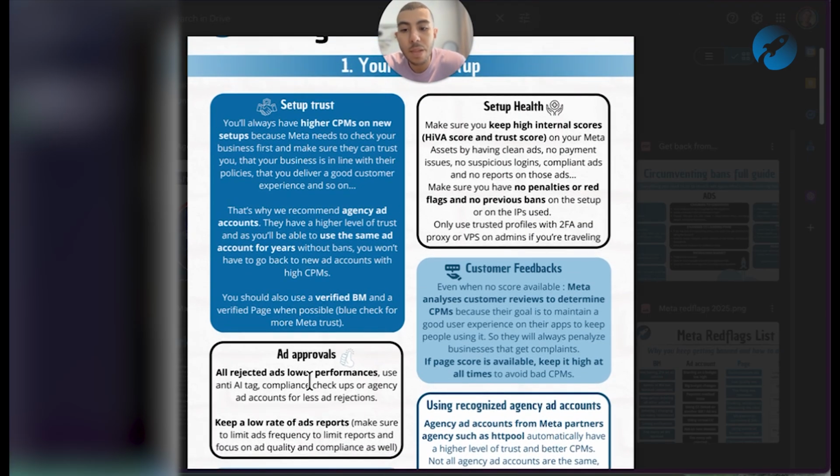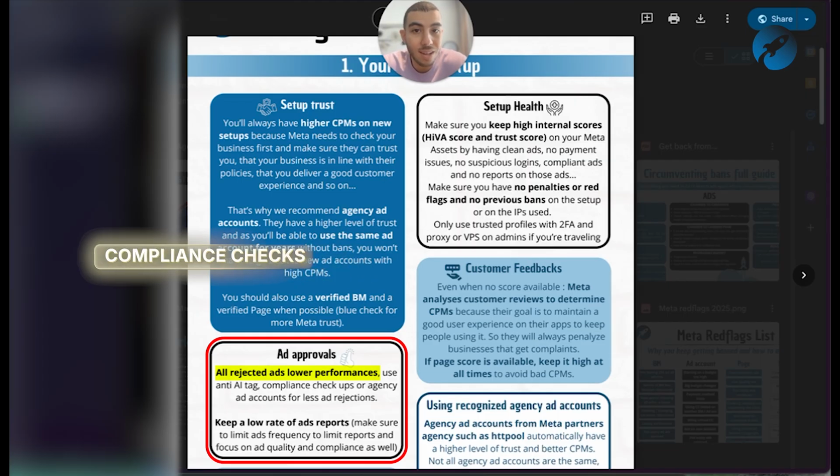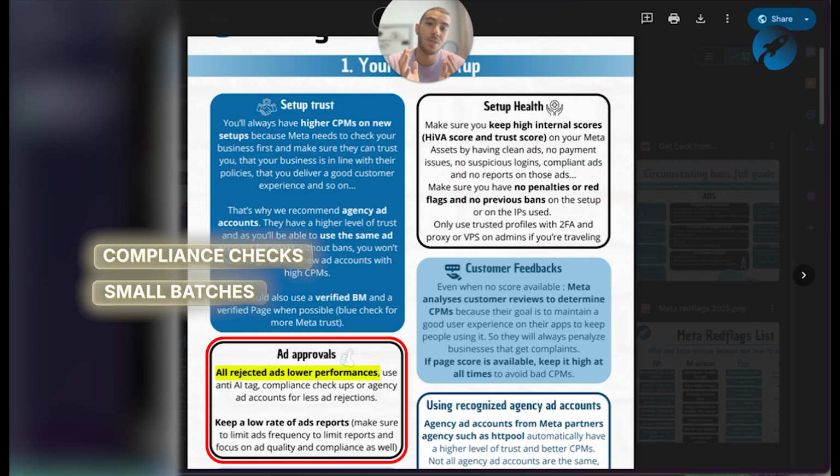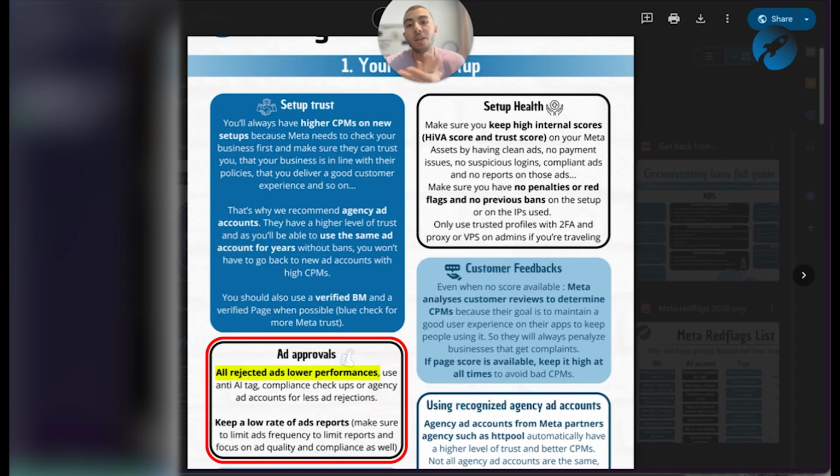Then we have ad approvals. If you get rejected ads, then you might get your performance lowered. To counter this, you want to run compliance checks. You want to run small batches of ads. You don't want to run 10 ads right away and then have everything get rejected, especially if it's a new thing that you're launching, a new persona, new angle, new avatar.